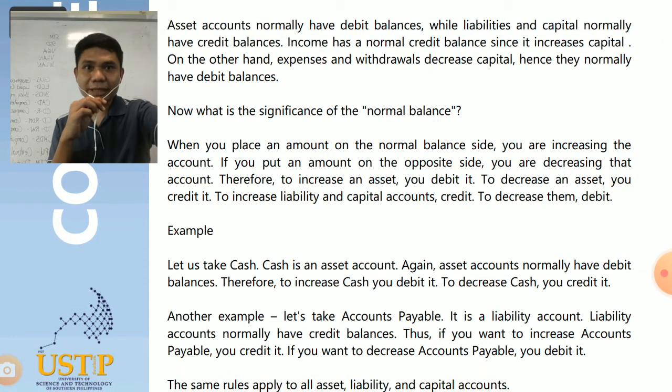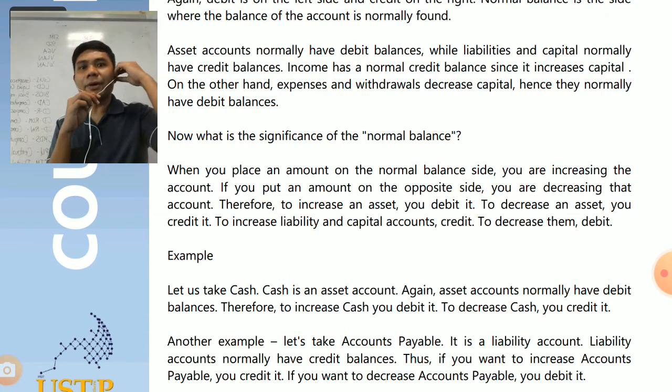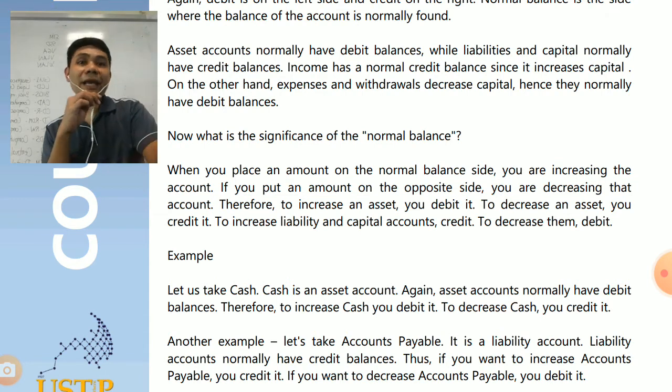What is the significance of the normal balance? Because this will tell you what to debit and which account to credit. For example, earlier the owner invested 50,000 cash. So the cash account increased, right? The normal balance of cash is debit. That is why you debit cash.